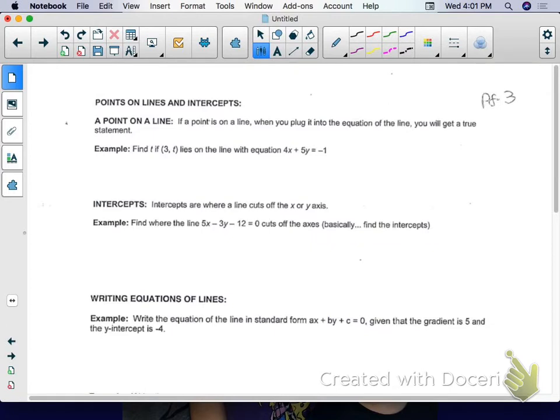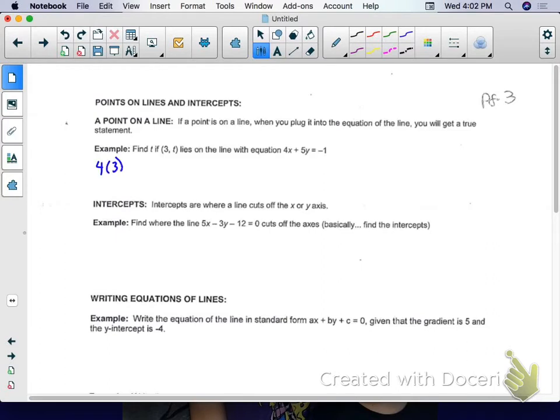Okay, a couple other things here. Point on the line. If a point's on a line, when you plug it into the equation of the line, you will get a true statement. So find t if (3, t) lies on a line with an equation of 4x + 5y = -1. So let's plug that in.